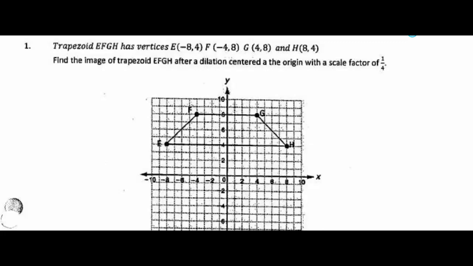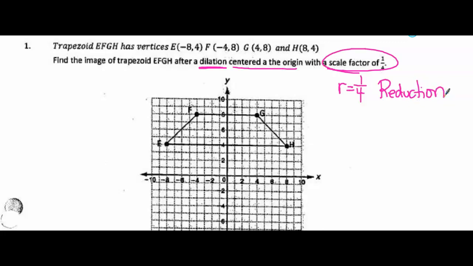I gave you the trapezoid. I gave you the ordered pairs. I graphed it for you. Find the image after a dilation centered at the origin with a scale factor of 1/4. So scale factor is the letter R. We're going to write 1/4. The first thing you want to ask yourself, is this going to get bigger or smaller? Hopefully you said smaller because it's less than 1, so this is going to be a reduction.